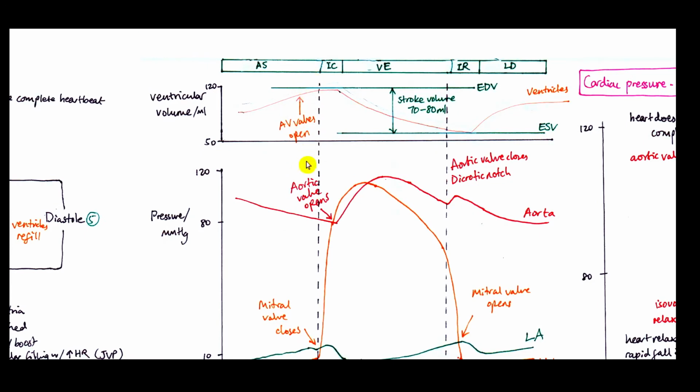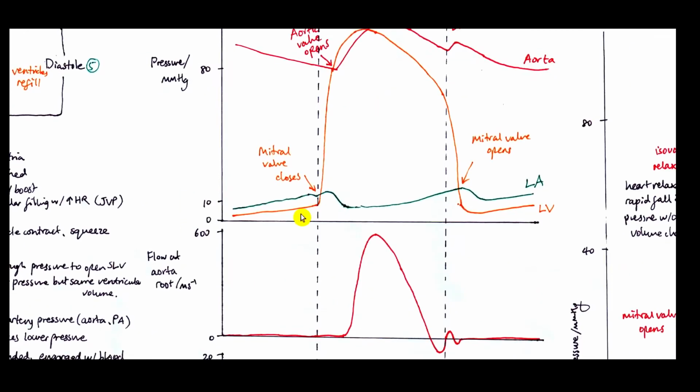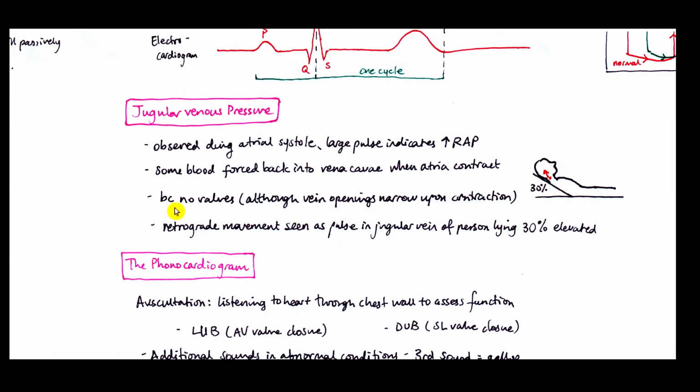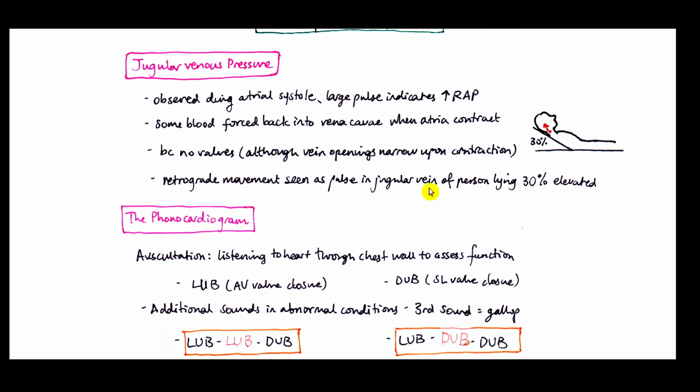Some blood flows back into the vena cava when the atria contract, so we're talking about this little bit here, the atrial kick, because there are no valves between the right atrium and the vena cava, so some blood is forced backwards. Although the veins do narrow upon contraction of the atria, and this retrograde movement is supposed to be able to be seen in a person lying at around 30 degrees elevation, but it's, as I said, pretty hard to do so. And if you can see it when they're standing up, then that means they've got significant right atrial pressure increase, which is really not good.